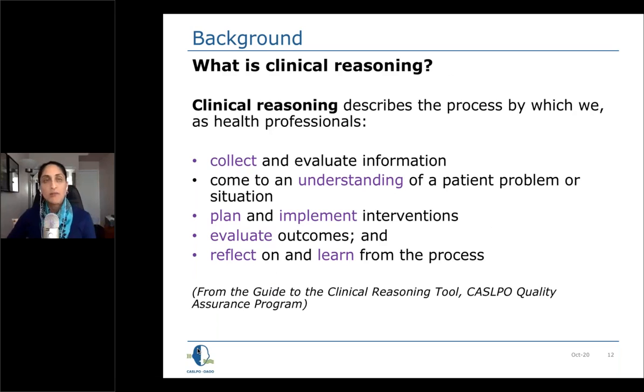So let's talk a little bit about what clinical reasoning is. Clinical reasoning describes the process by which we as health professionals collect and evaluate information, come to an understanding of a patient problem or situation, plan and implement interventions, evaluate outcomes, and reflect on and learn from the process. It's really what you are doing every day in your clinical practice, probably without consciously thinking about it.